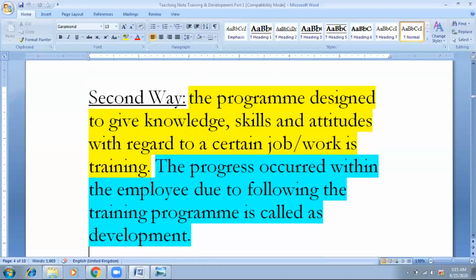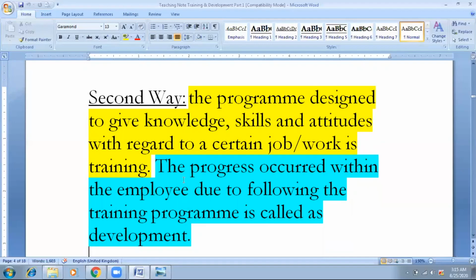But development is the progress that occurs within the employee, who may be a manager or a non-manager, due to following the training program. Because of the training program, there will be progress within the employee. That progress is called development. The relevant program that resulted in the progress is called training.